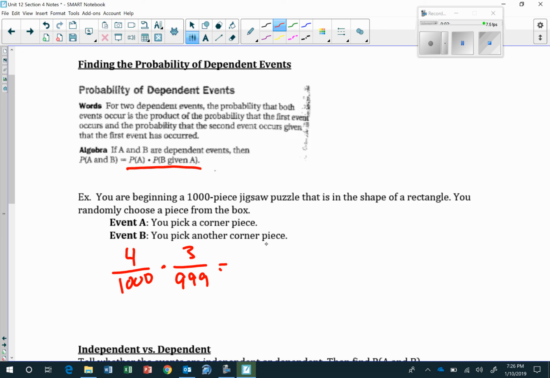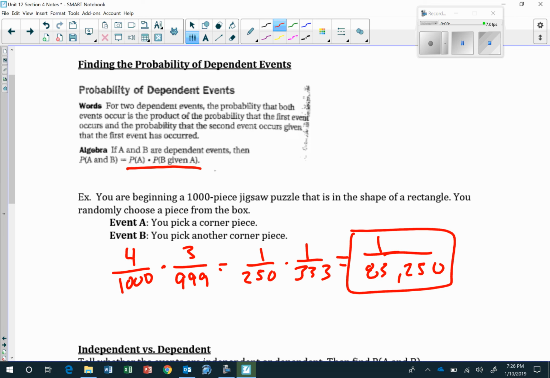So I'm going to simplify these before I multiply. So that's going to be 1 over 250 times 1 over 333. I'm going to multiply this together. I get 1 over 83,250. Again, the formula for independent and dependent is exactly the same. It's just when it's dependent, the second probability is going to look a little different.